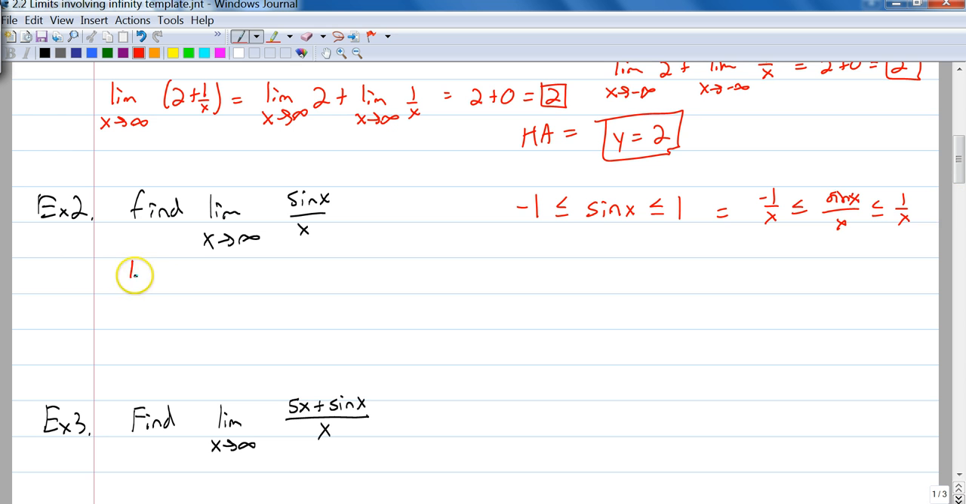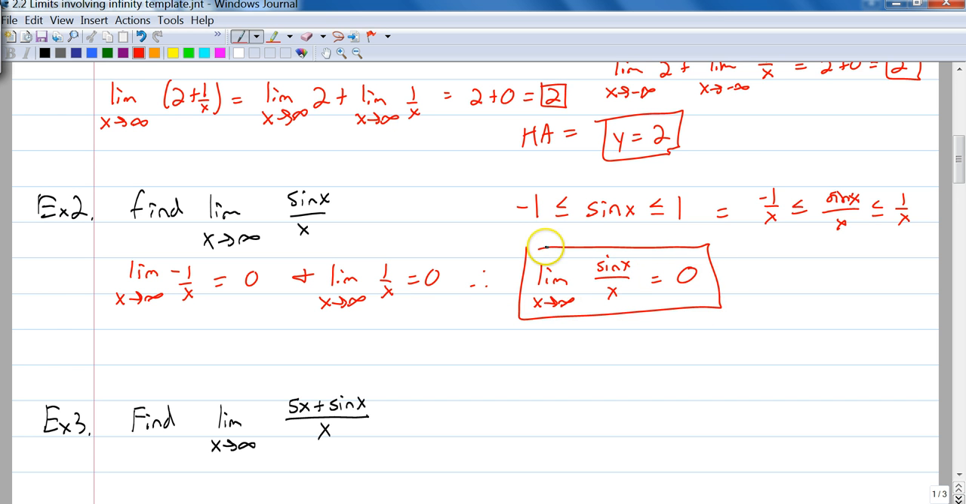Now I just take the limit of both of the end restrictions of those functions. The limit as x approaches infinity of negative 1 over x, again, it doesn't matter that it's negative, will approach 0. And the limit as x approaches infinity of 1 over x, we've already talked about a bunch of times today, is 0. Therefore, the limit as x approaches infinity of the function sine x over x is equal to 0. And this is something you have to kind of know, kind of like knowing that the limit as x approaches 0 of sine of x over x is equal to 1.